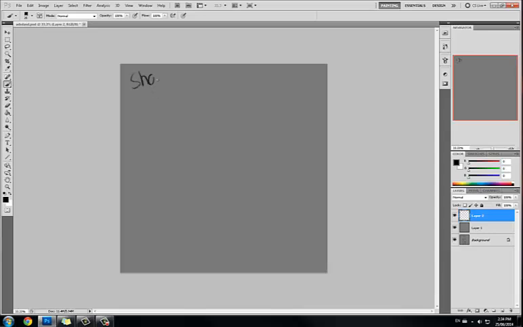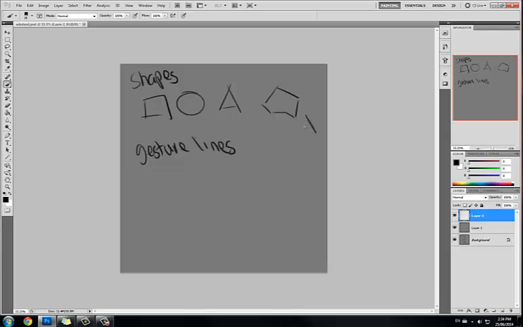So first it was shapes: squares, circles, triangles, polygonic things. And then I use gesture lines. Gesture lines help you as much as shapes do. They're probably the next most important or equally important tool in drawing and sketching. Gesture lines come in C, S, or I, but if you're my student, you'll know that there is X and O at the very end.